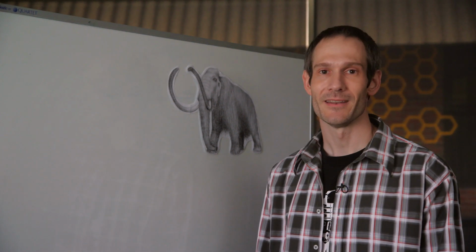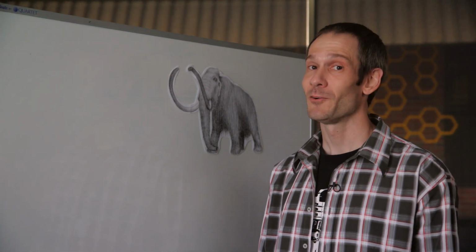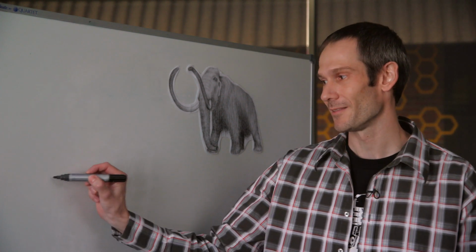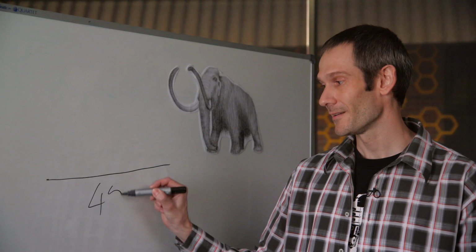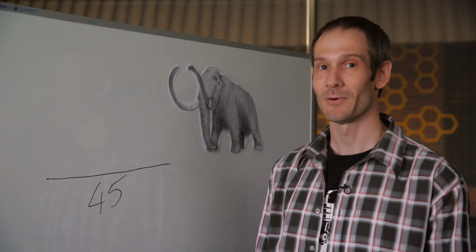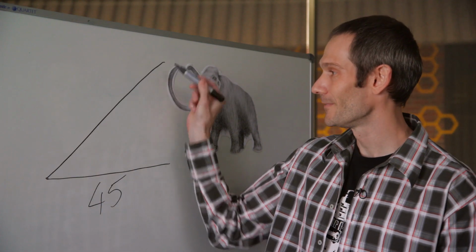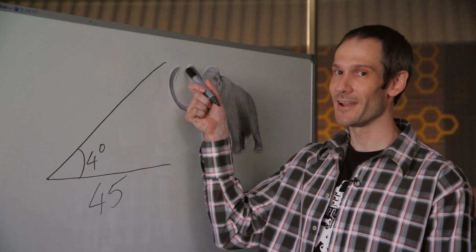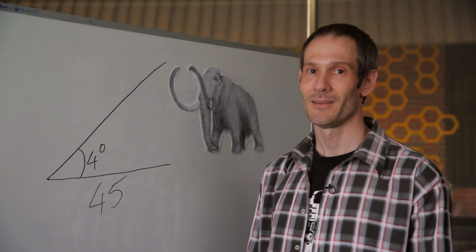Let's say you're a caveman and you see a woolly mammoth. For protection, you lie on the ground 45 metres away from the woolly mammoth. You look up at an angle of elevation of 4 degrees and you see the top of the woolly mammoth's head. What you would like to know is what is the height of this woolly mammoth.